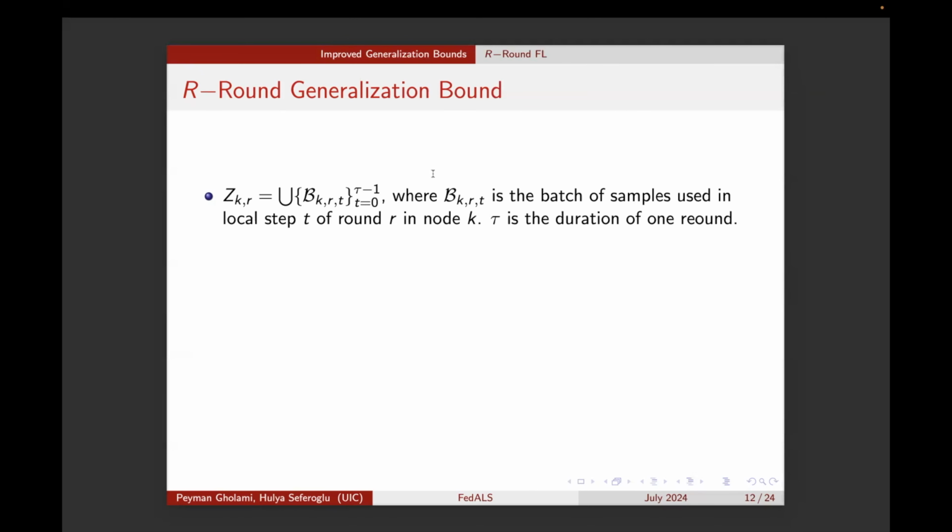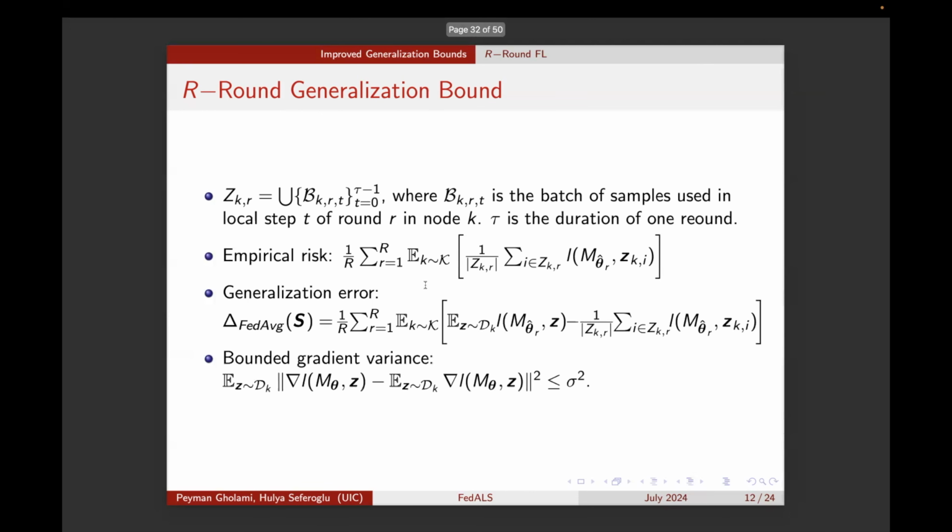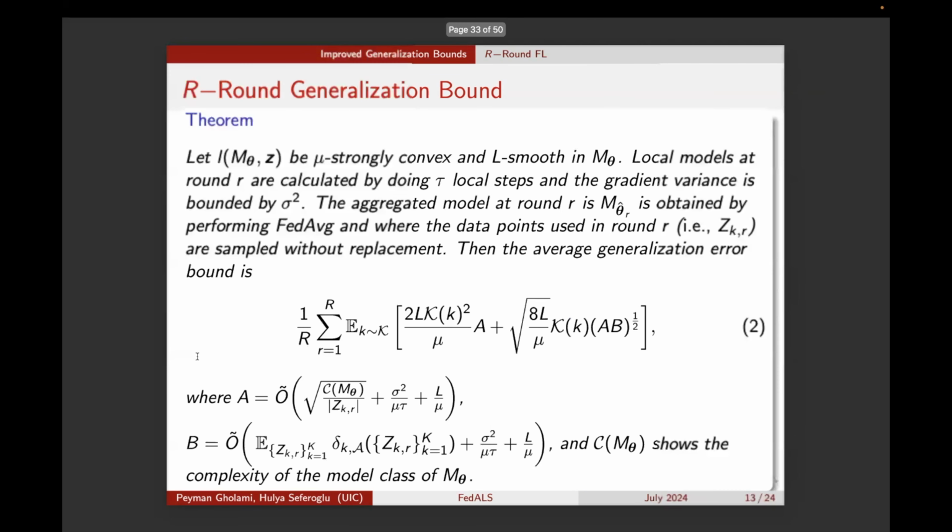We also define the empirical risk as the average of the empirical risks over all rounds. And similarly, we define the generalization error as the average of the generalization errors for each round. And we also assume that the gradient variance is bounded. This means that the variance of the gradients for each local dataset is bounded with some constant, like sigma squared. So if these assumptions hold, we will have the following result for slightly convex and smooth loss functions.